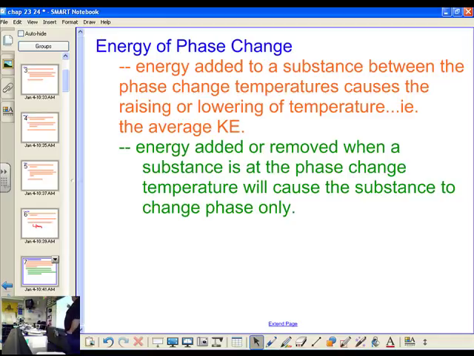But at a certain point, now, the energy added to a substance between the phase change temperatures, like for water, between 0 and 100 degrees Celsius, causes a raising or lowering of the temperature, i.e. a change in the average kinetic energy. However, energy added or removed when a substance is at the phase change temperature will only cause the substance to phase change only. Why? Because the energy is not going to be made into the kinetic energy in the material. It's going in to do something else.